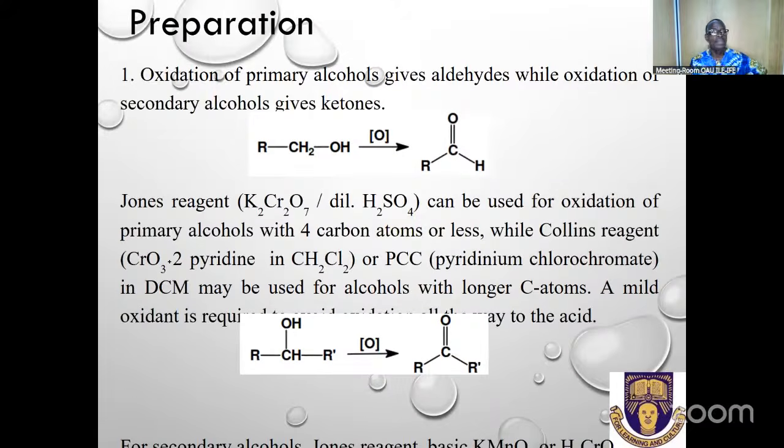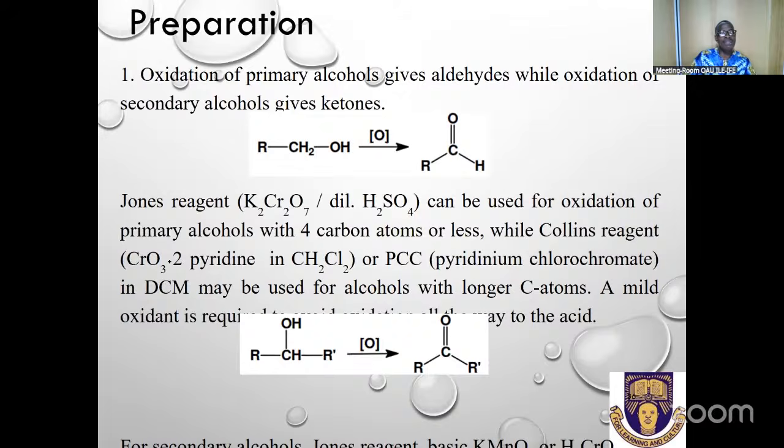Okay. Let's go further here. Now let's look at preparation of carbonyl compounds, but we start with that of aldehydes. Preparation of aldehydes. Aldehydes can be prepared by oxidation of primary alcohols, which give an aldehyde.